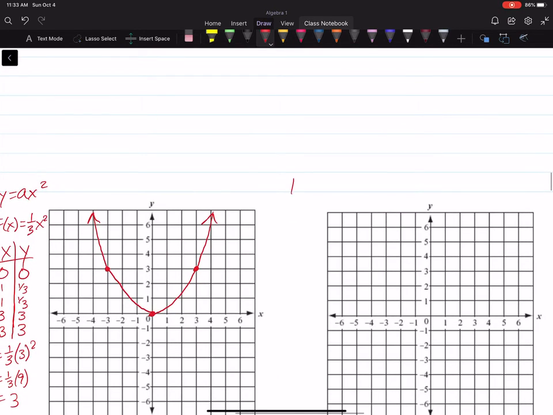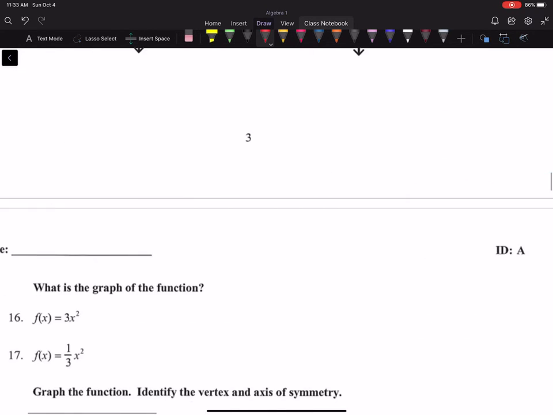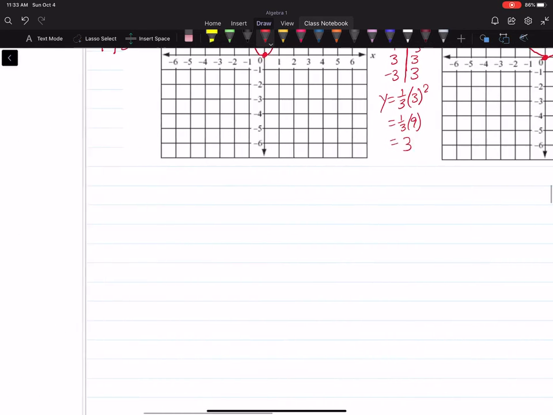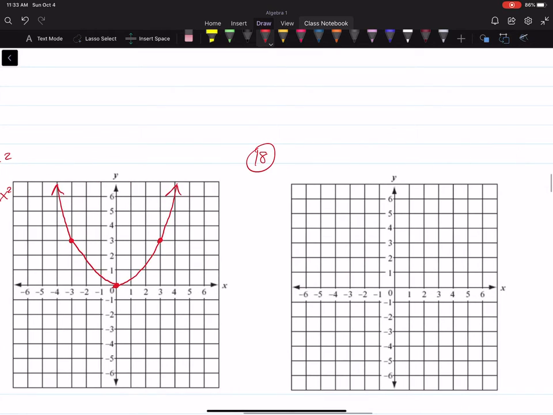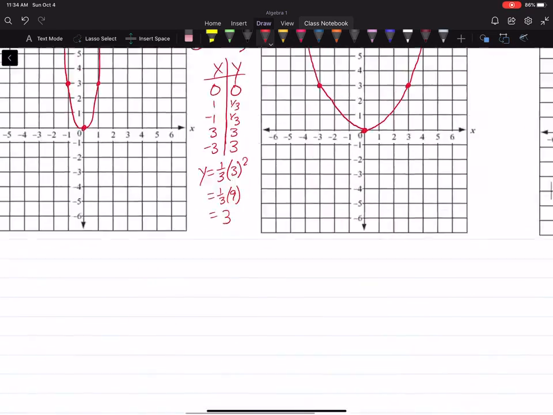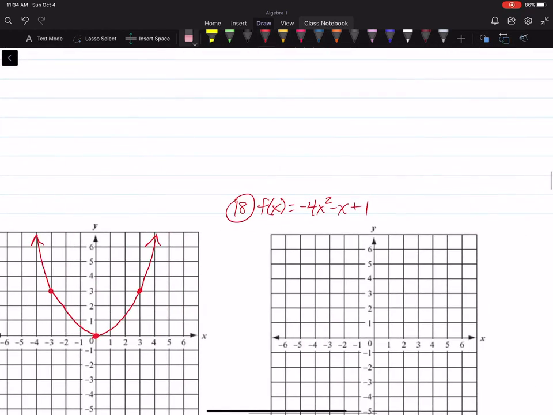Come up here, number 18. I'm going to scroll over. It says identify the vertex and the axis of symmetry. So we not only have to graph it, we have to identify the vertex and axis of symmetry. The function is f of x equals negative x squared minus 4x plus 1. Sorry about that, I double checked myself and it's negative x squared minus 4x plus 1. All right.